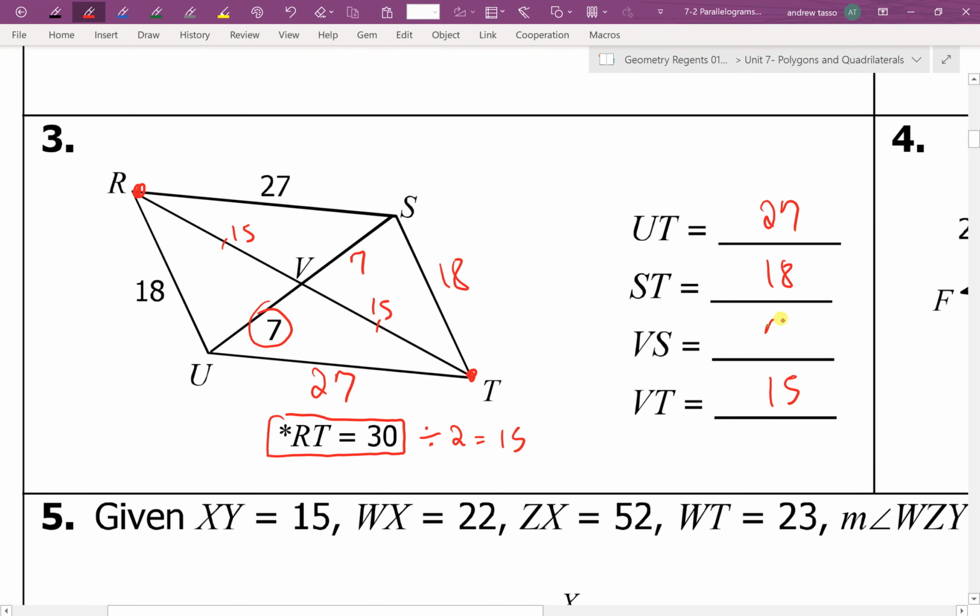this must also be 7, and that's because since the diagonals bisect each other, they're both getting bisected, not just the RT, but also US is being bisected, in other words, cut in half into 2 equal parts. Okay?